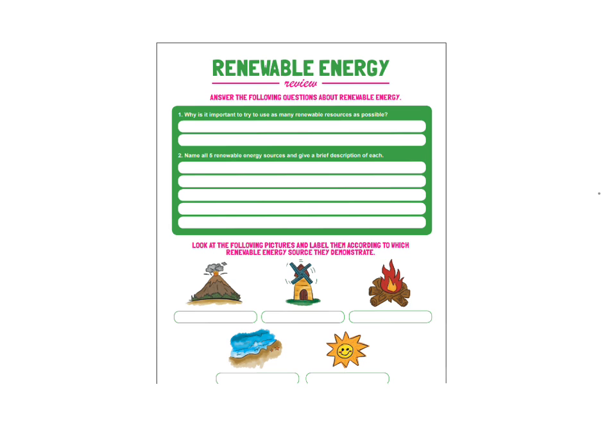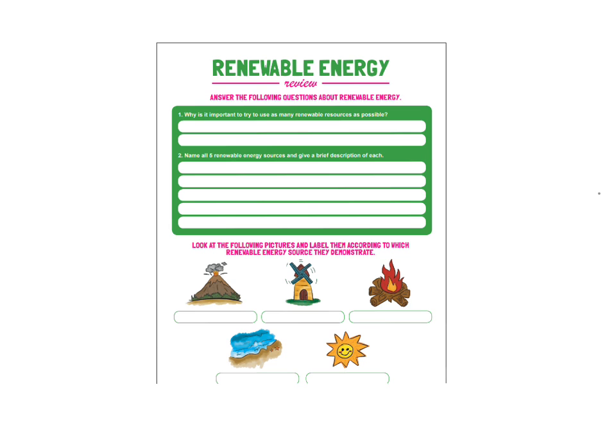2. Name all 5 renewable energy resources and give a brief description of each. Okay, we have geothermal energy, we have wind energy, we have water energy, we have solar energy, and one that I didn't talk about before is called biomass. Biomass is energy that we get from plants.